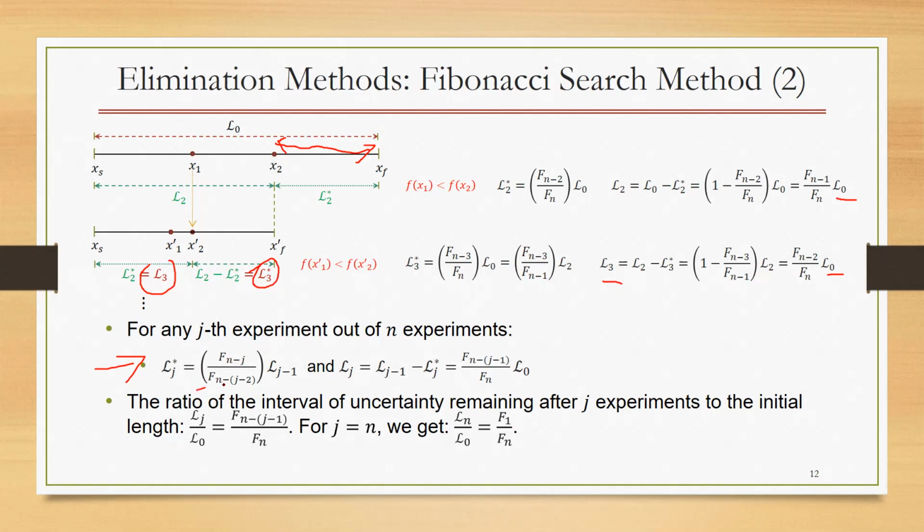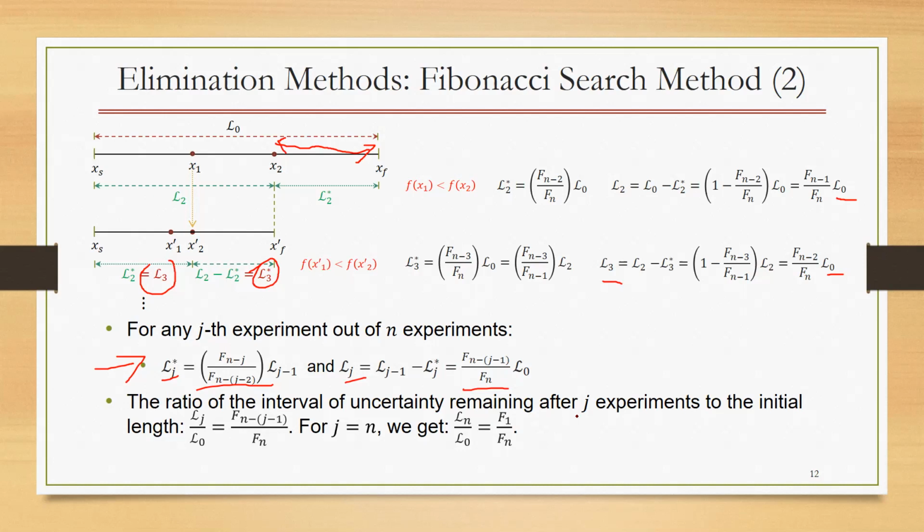Okay, so that would be L star j, and Lj would be the distance, which we saw over here, and it is equal to the previous length of the interval minus L star j. That means L star j that you get over here can be written in terms of this Fibonacci ratio.